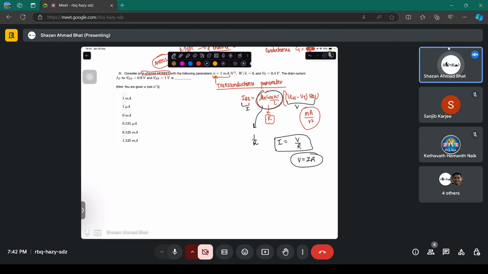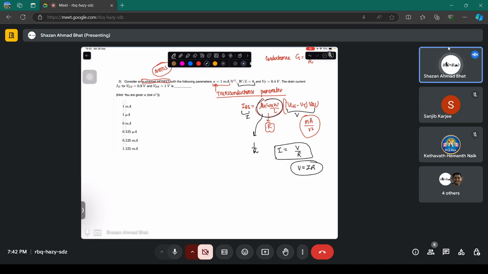So that is the overall thing. W by L has been given. Threshold voltage is 0.4. That means if you apply a gate voltage greater than the threshold voltage, that means greater than 0.4, you will have inversion. So you have to compute the drain current for VGS equal to this and VDS equal to this.